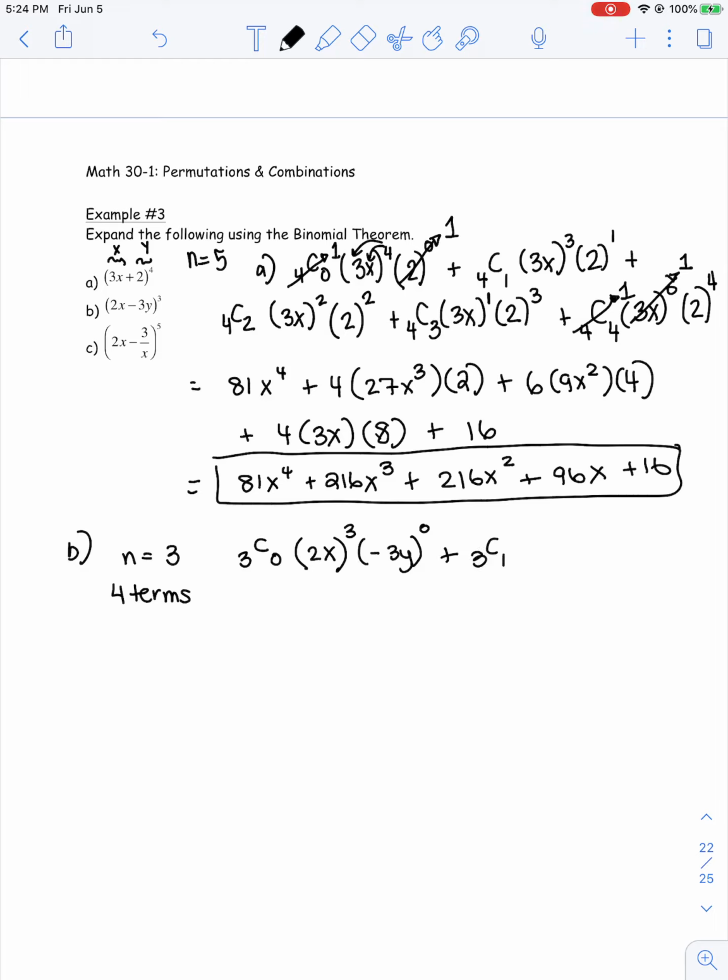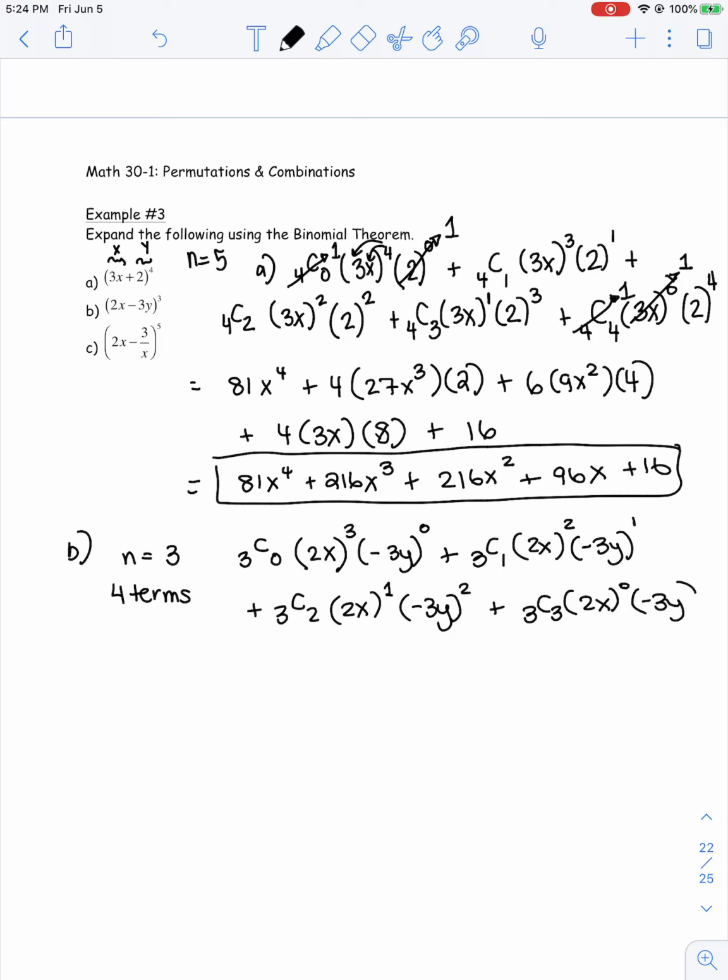Plus, now we're at 3 choose 1, 2x to the power of 2, because we're counting down, and then our power for y counts up. So negative 3y to the power of 1, plus 3 choose 2, 2x to the power of 1, and then negative 3y to the power of 2, plus 3 choose 3, our last term is 2x to the power of 0, and negative 3y to the power of 3. So that is before we've simplified. Remember, all these we can cross off because they just become 1.